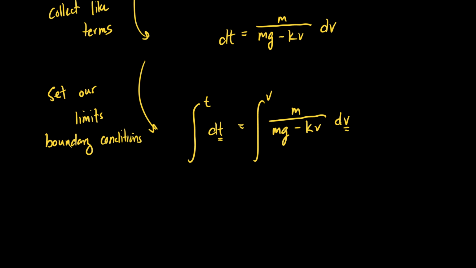On the bottom, we put our boundary conditions. We were told in the problem that at time 0, the velocity was 0. That's a boundary condition. We are given the velocity at time 0. So we know v when t is 0. We put that into our boundaries. That's it. Without knowing calculus, this is as far as you can go.